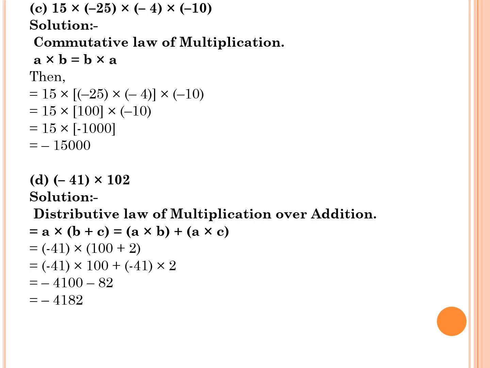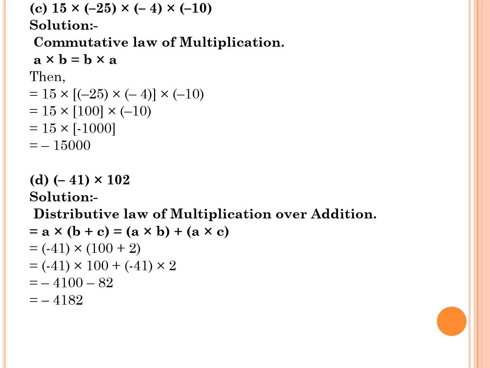Let us move on to the next problem, that is C. 15 multiplied by minus 25 into minus of 4 into minus of 10. Here also we can say that it is the commutative law of multiplication, that is A into B is equal to B into A. And as you can see, grouping also can be done here, that is 15 into minus 25 into minus 4 into minus 10. Minus 25 multiplied by minus 4 gives you 100, multiplied by minus 10, which is equal to 15 multiplied by minus 1000, which gives you minus 15,000.